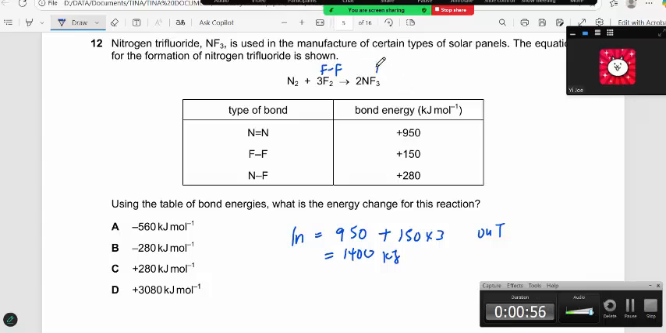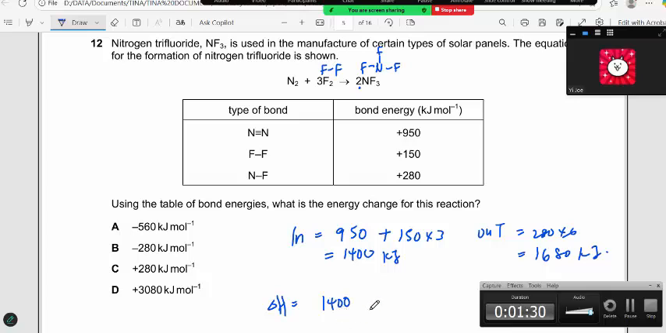Okay. You have to remember NF3 is like this. So this one has 3 and then here got 2, so you have to times 6. Okay, so 280 times 6. So 1680. You got that? So the energy change, enthalpy change, is just energy in minus energy out, which is negative 280.